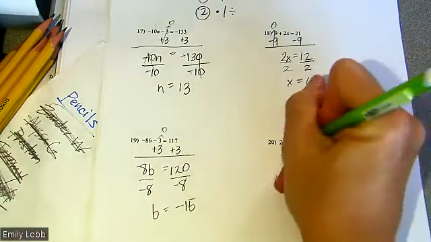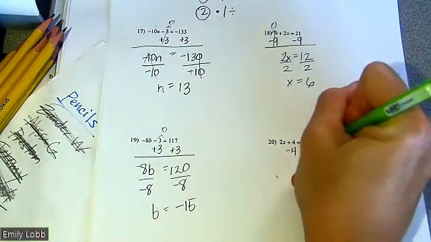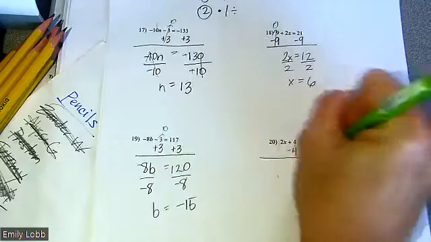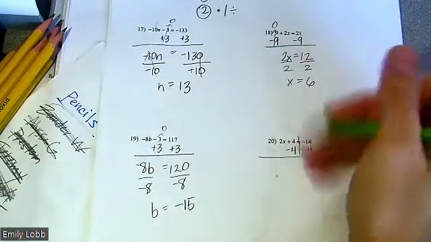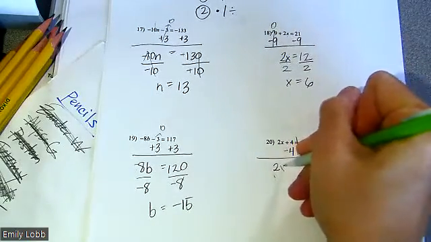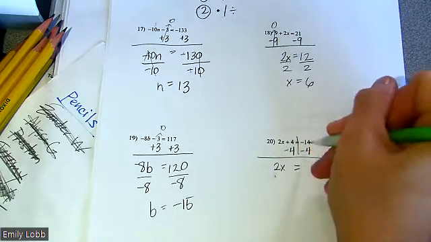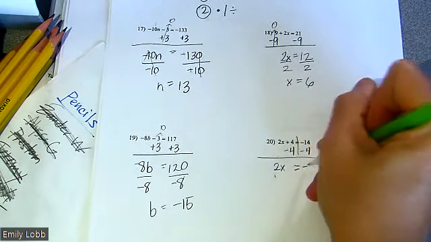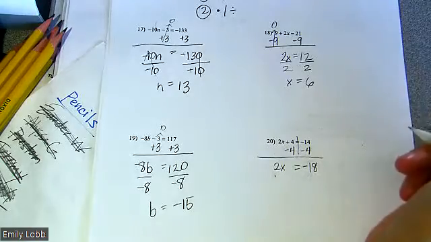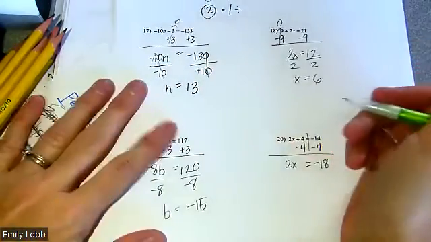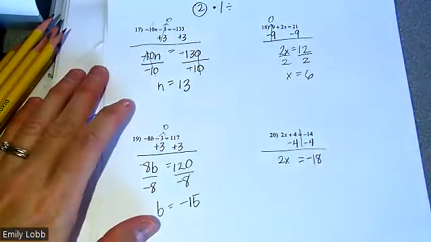All right, here I have to subtract 4 from both sides of my equal sign. I'm lining everything up nice and neatly so I can bring down my 2x. 4 minus 4 is 0, so that goes away. -14 minus 4, it's getting more negative. Be careful here. When in doubt, you can always use your calculator.